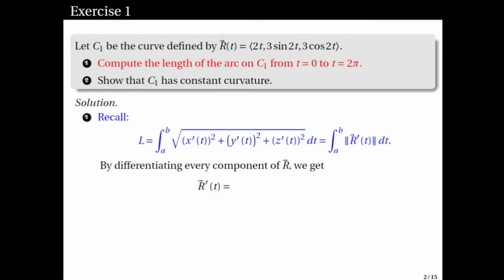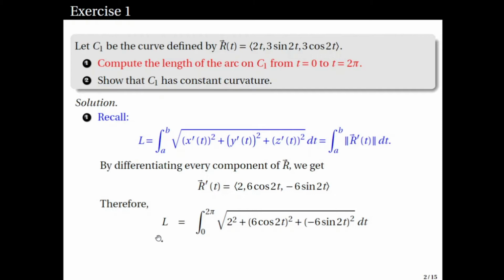We get first r prime by differentiating every component of r. The derivative of 2t is 2. The derivative of 3 sine 2t is 3 cosine 2t times 2, which is 6 cosine 2t. And similarly, the derivative of the third component is negative 6 sine 2t.